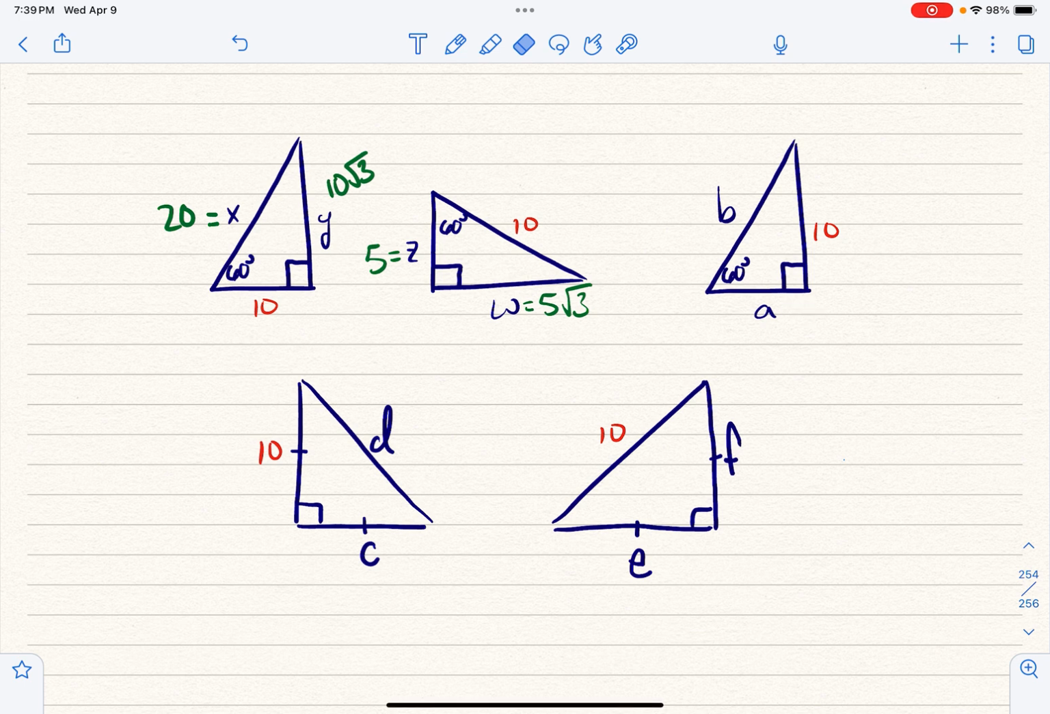Never, ever do you cut the longer leg in half to get the shorter leg. That's not the relationship. They are always a square root of 3 relationship. Okay, let's try that again.